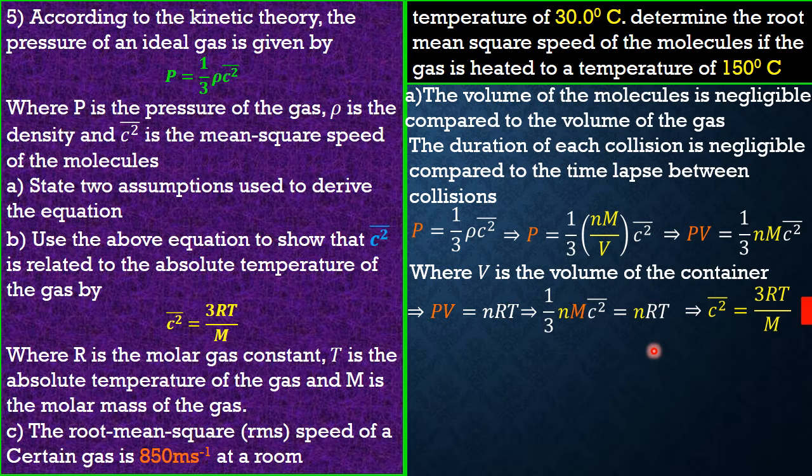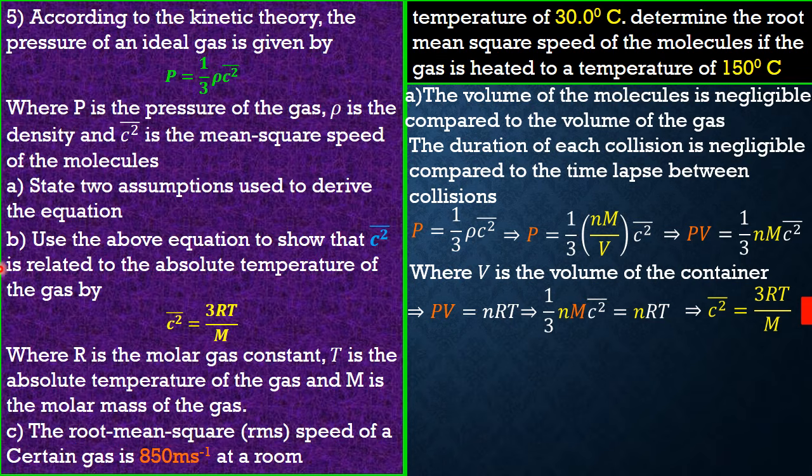Okay, so this is what we have now. The next part simply says that the root mean square speed of a certain gas is 850 meters per second at a room temperature of 30 degrees Celsius. Determine the root mean square speed of the molecules if the gas is heated to a temperature of 150 degrees Celsius.